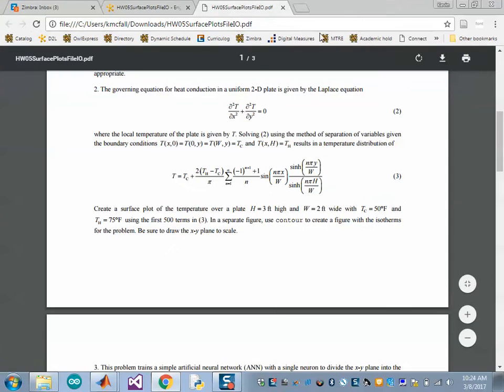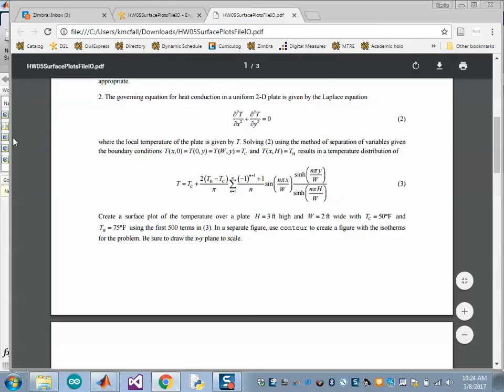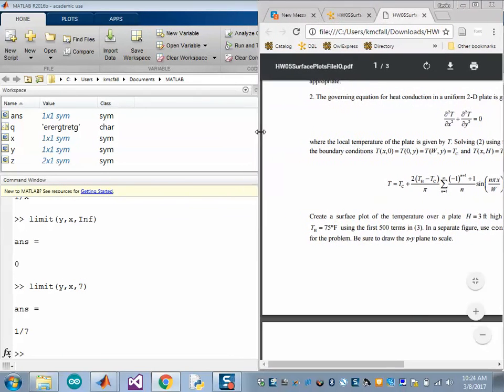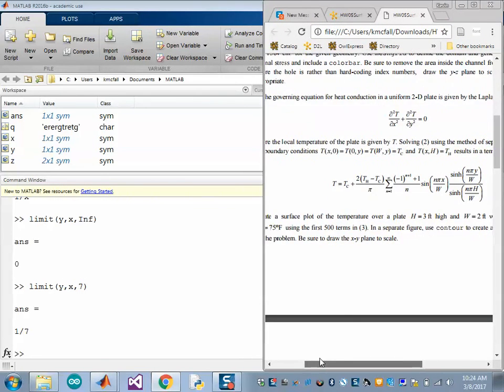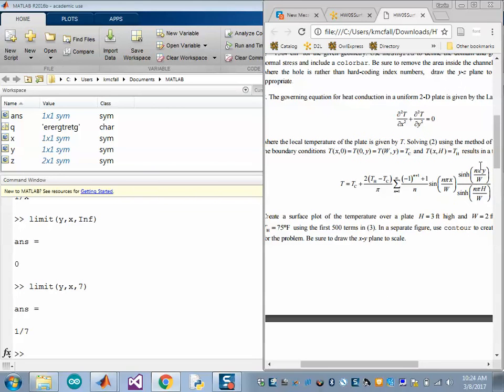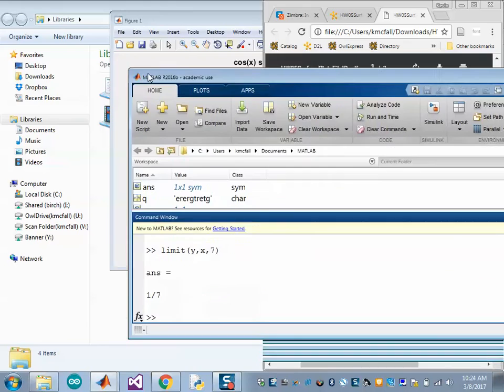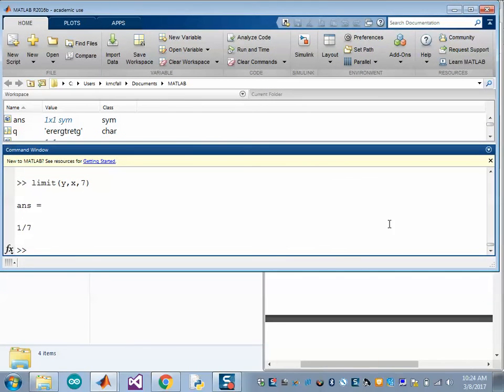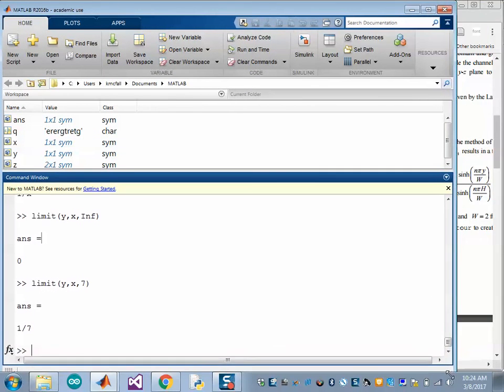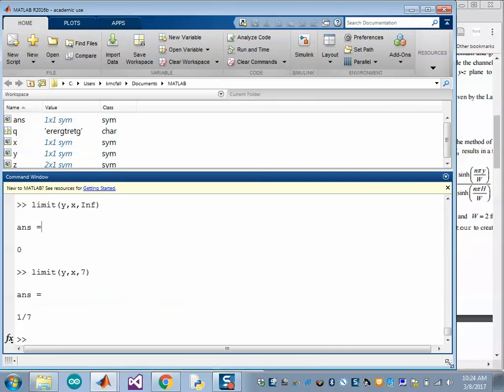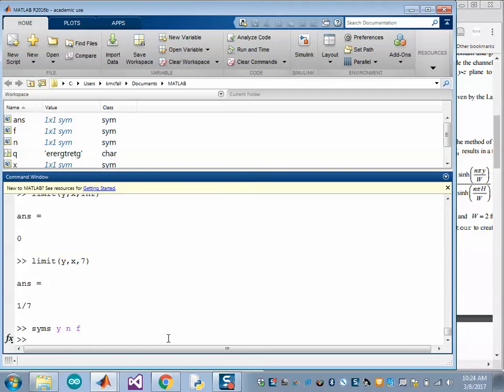So what I want to do is set up a little piece here in MATLAB to handle this ratio here. Because that ratio can be particularly nasty. So let me get my windows arranged here so we can see at least that ratio over there, that hyperbolic sine ratio. And I'm going to make y and n and f symbolic variables.